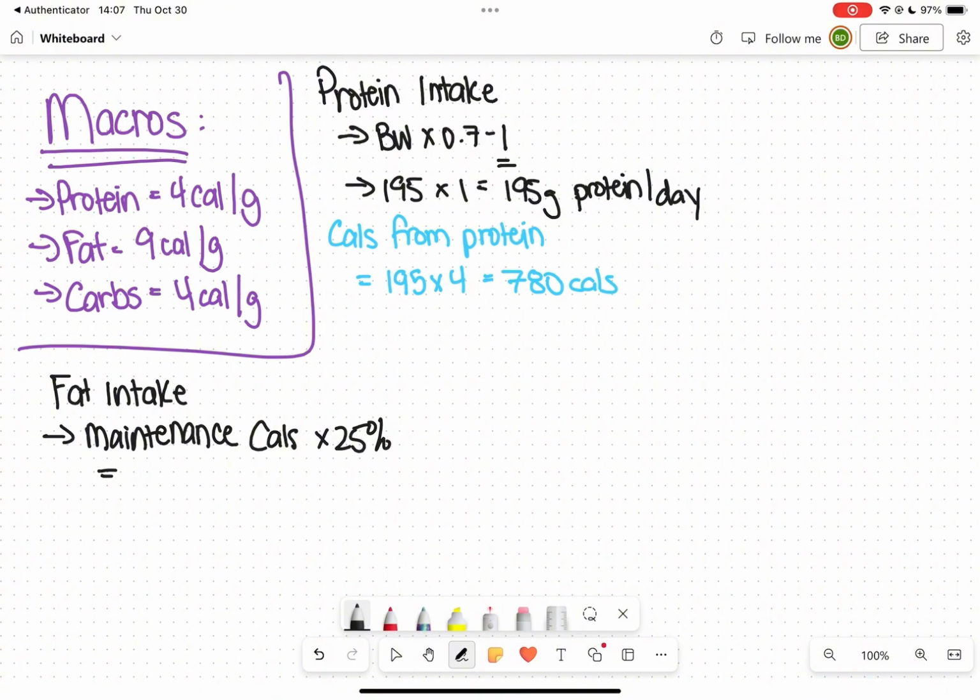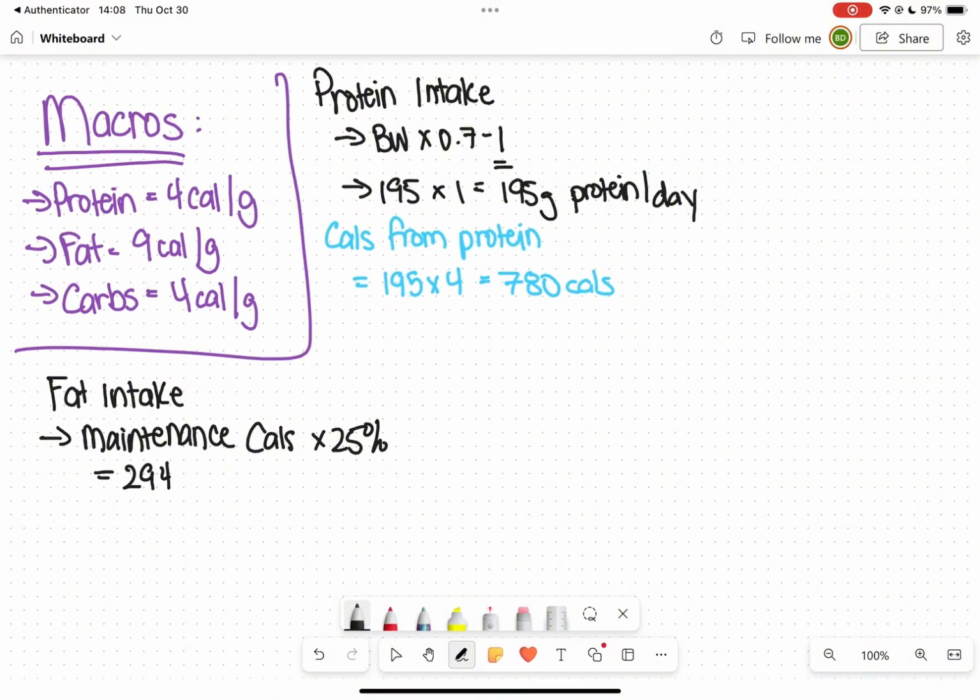Now, if you're bulking, you can put this a little bit higher. Cutting can be a little bit lower. But take that maintenance calories and multiply it by 25%. That puts us at 736 calories for the day.